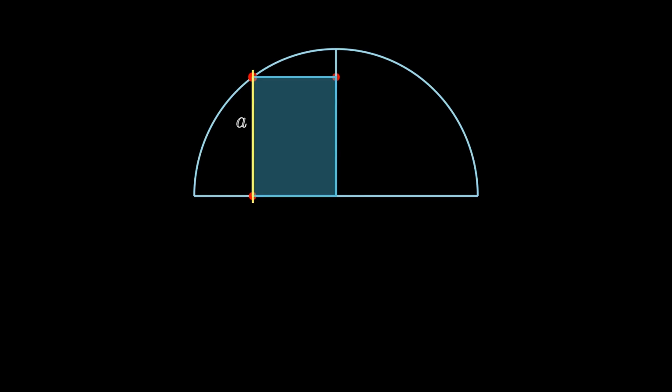We call this side a. The radius is given to us. Using the Pythagorean theorem, it's not difficult to see that this side is of length square root of r squared minus a squared. That means that the area of the rectangle is a times square root of r squared minus a squared. We can see this as a function with the variable a. Now we just have to find the derivative of this function and set it to 0.